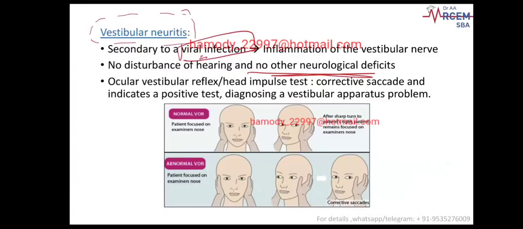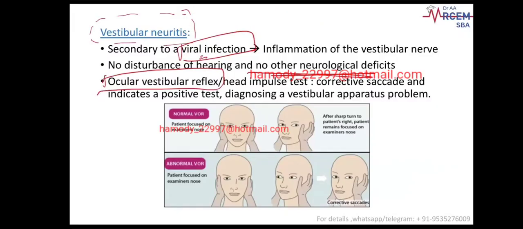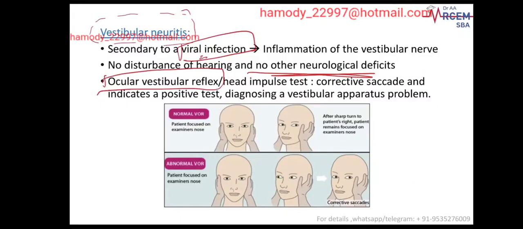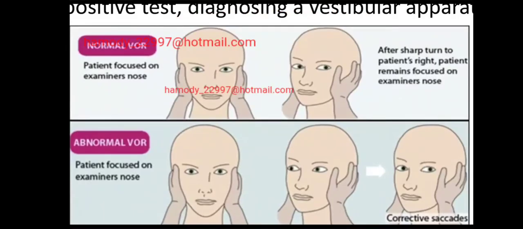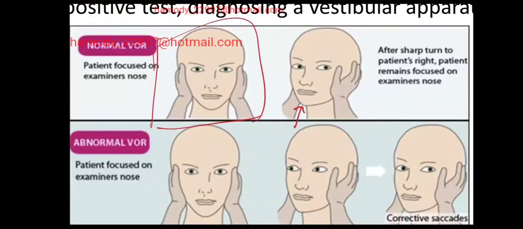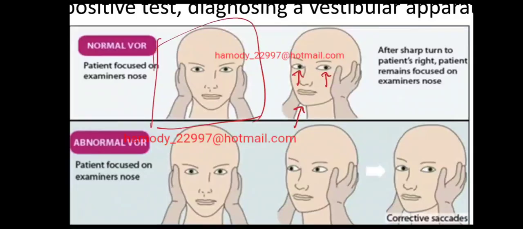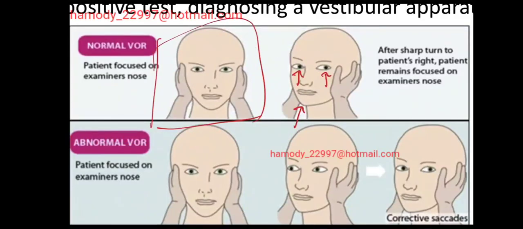When you do a head impulse test, which is also known as the oculovestibular reflex, it will have a positive cascade. What is this? Normally you ask the patient to fix his gaze, hold his head as shown in this image and suddenly rotate to one side, left or right, doesn't matter. His gaze will remain as shown here in the picture. Where he was fixed, he would still be fixing at the same position itself.